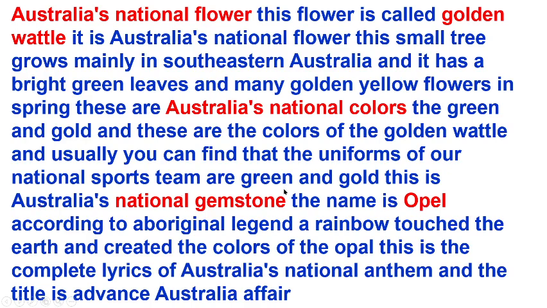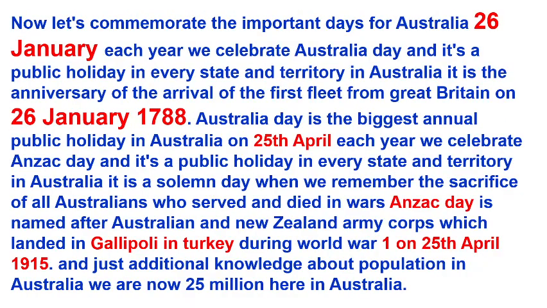This is Australia's national gemstone. The name is opal. According to Aboriginal legend, a rainbow touched the earth and created the colours of the opal. This is the complete lyrics of Australia's national anthem and the title is Advance Australia Fair.